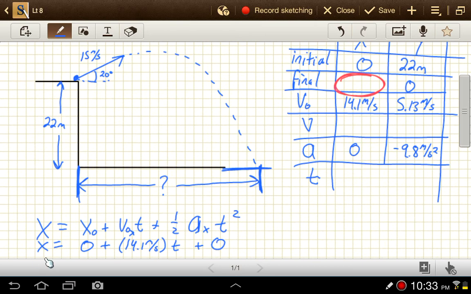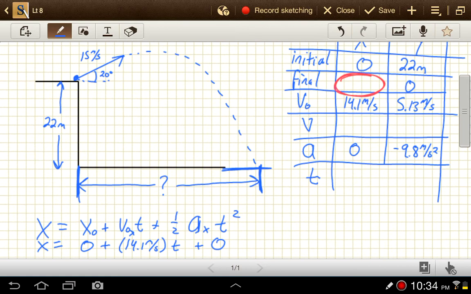So my x position is going to be 14.1 times t, and I don't know t yet. From this equation, the first step is to figure out what t is, and I can do that on the y side of things. If you play around with the other equations on the x side, you'll find that we don't have enough information to find the value for t.